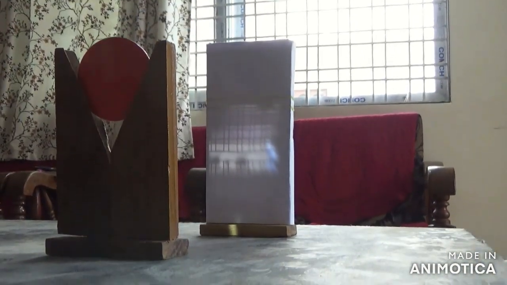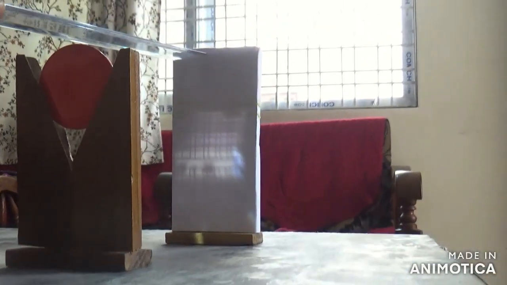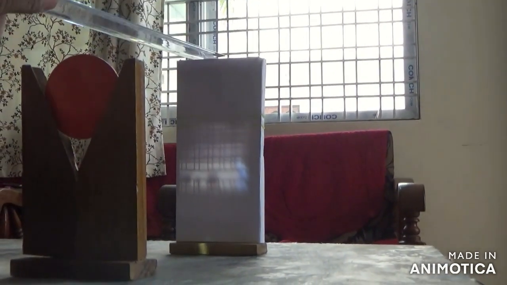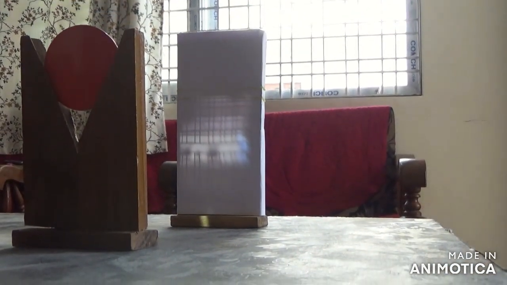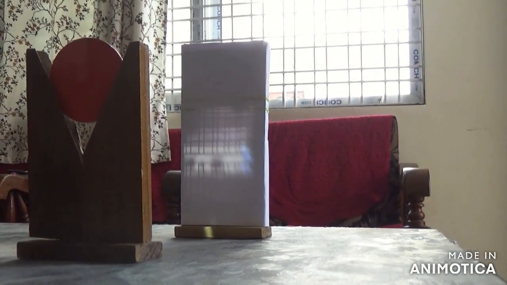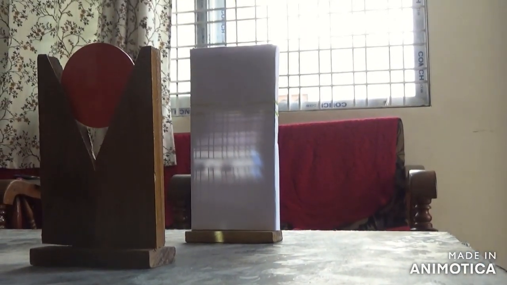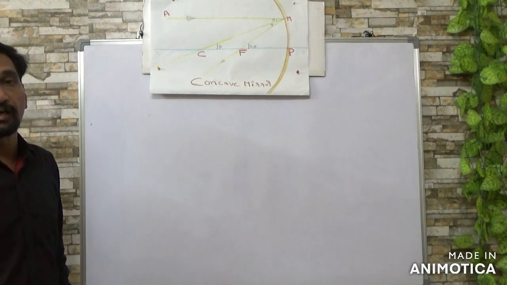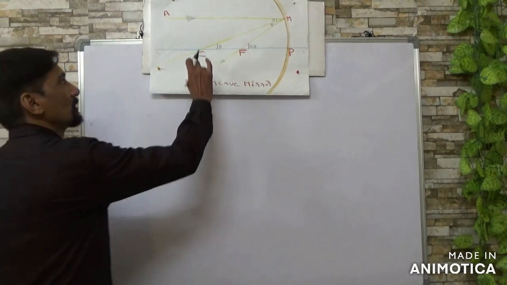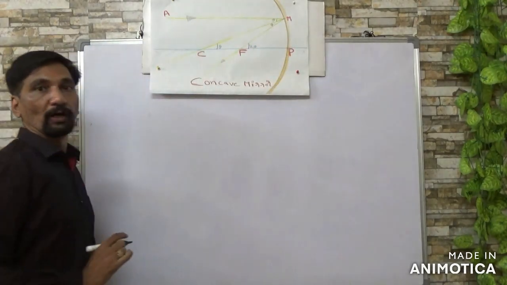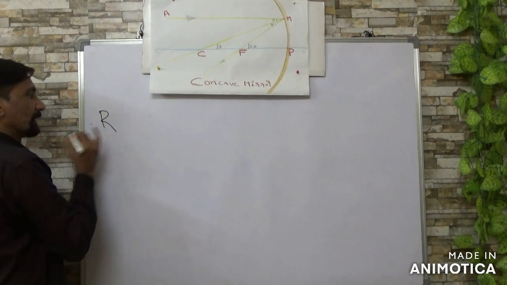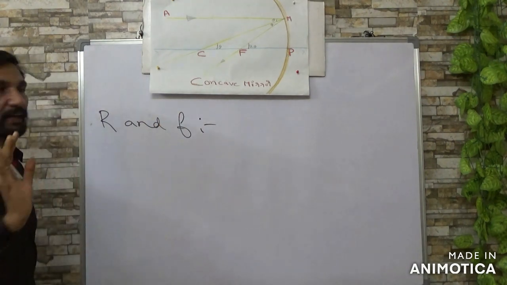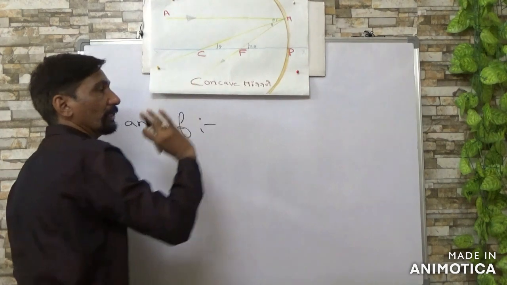Here I got a rough focal length of around 18 centimeters, center to center. So around 18 centimeters is its rough focal length. Now we are going to know the relation between radius of curvature and focal length of a given concave mirror.